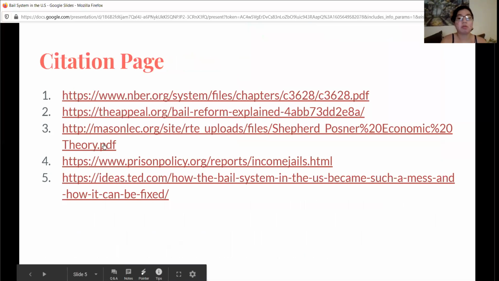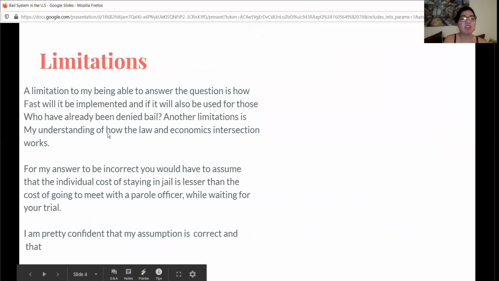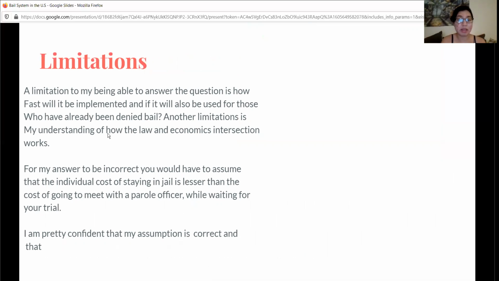The limitations to this are how fast it will be implemented and if it will also be used for those who have already been denied bail. Not just the fact that they weren't able to pay, but that the judges stated that they were not going to be released. Another limitation is my understanding of how the law and economics intersection works.